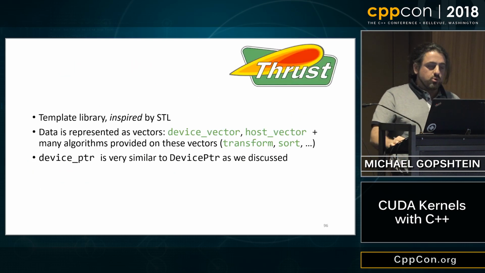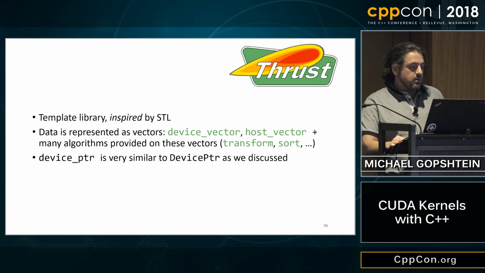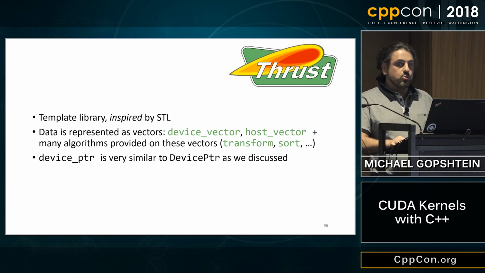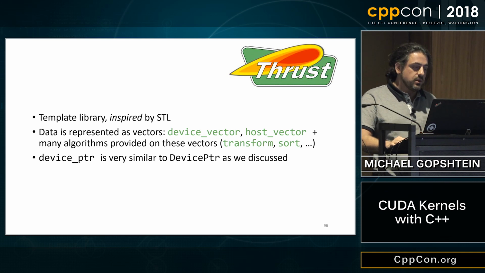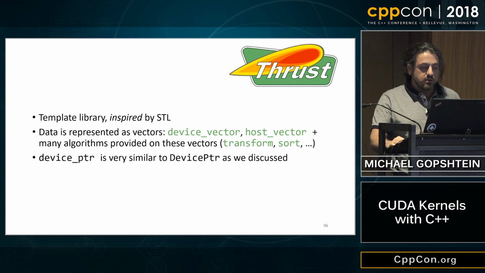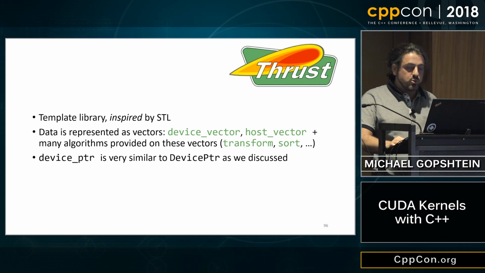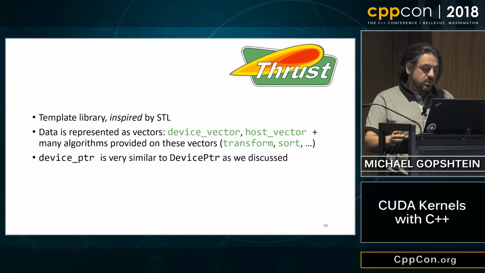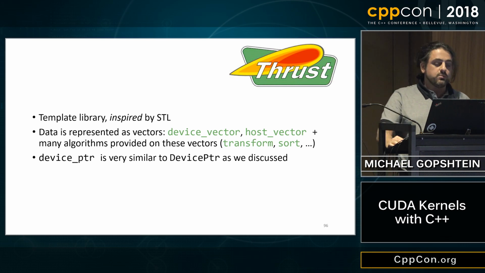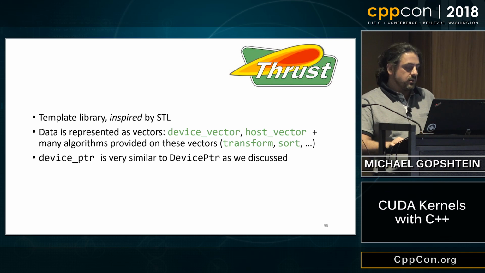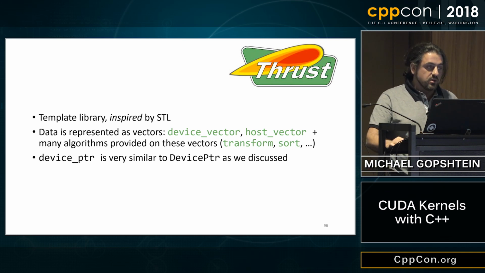Okay, just to say a word about Thrust. It's part of the CUDA package. It's a template library, sort of inspired by the STL. It has classes like device vector and host vector, which represent the data as a vector, as a continuous stream of bytes. And it has many algorithms, also similar to algorithms in the STL, that can run the processing in parallel on the GPU.